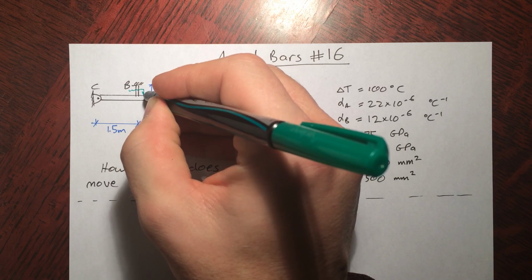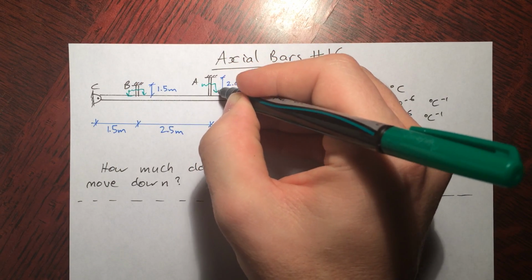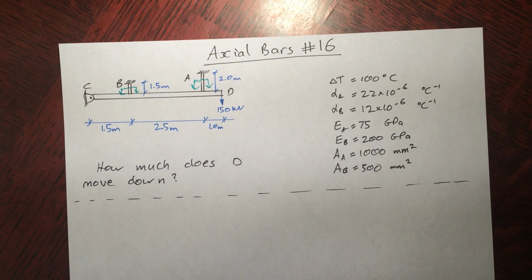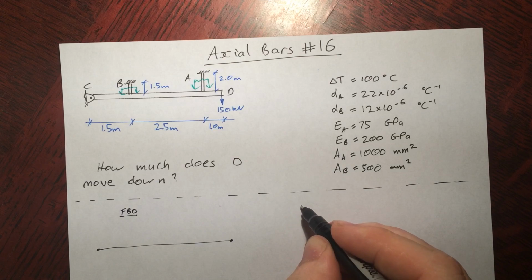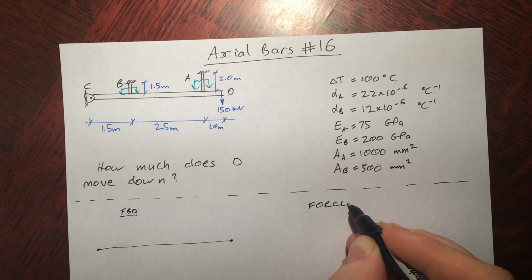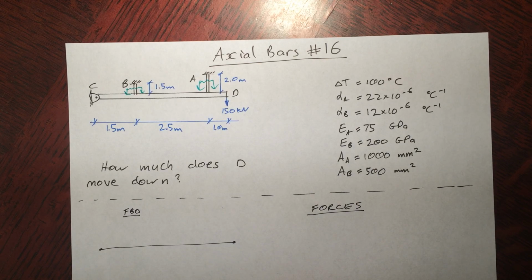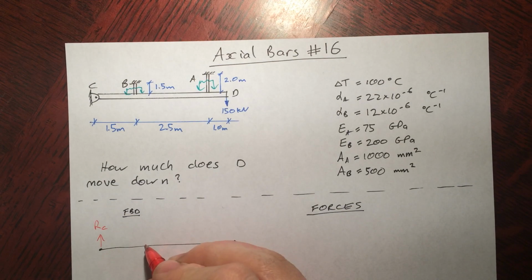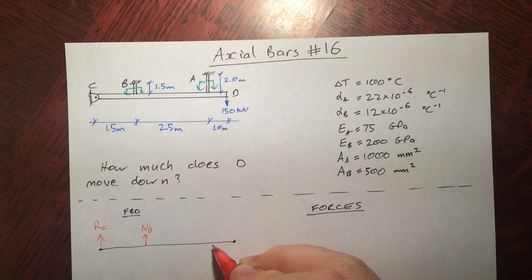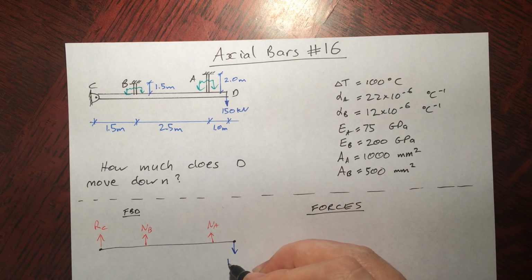Okay, so we'll make a cut here, look down, cut here, look down, and get a free body diagram of that piece. Approximately like this. The first step is we're going to have to find some sort of forces equation. So that's what we're doing now. You can imagine we're going to have a reaction at C right there, a normal force at B, a normal force at A, and of course this 150 kilonewtons is still pulling down over here.